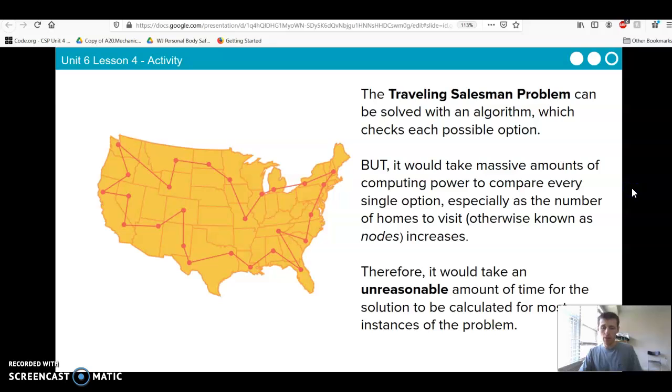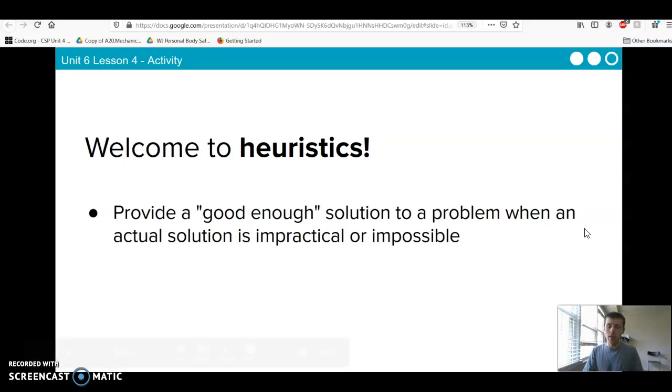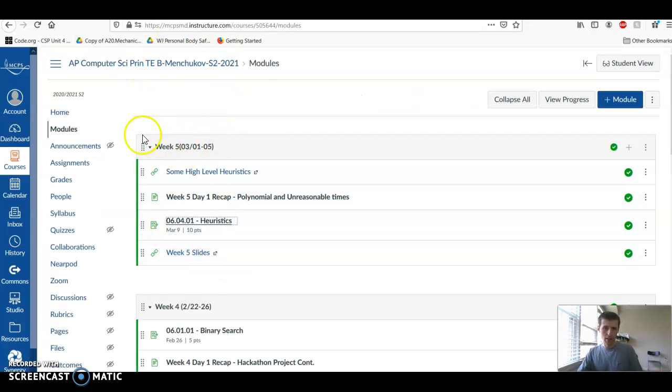So something you might want to try instead, since this problem is unreasonable, is a heuristic. A heuristic gives you a good enough approximation to a solution. It's not the exact correct answer every time, but it's a workable answer. It's an answer you can be happy with, even if it's not the best. So many of these kinds of problems you solve using a heuristic. If a problem is intractable, a heuristic can give you a good enough solution. That's fine. So you have an assignment posted here under week 5 called 060401 Heuristics.